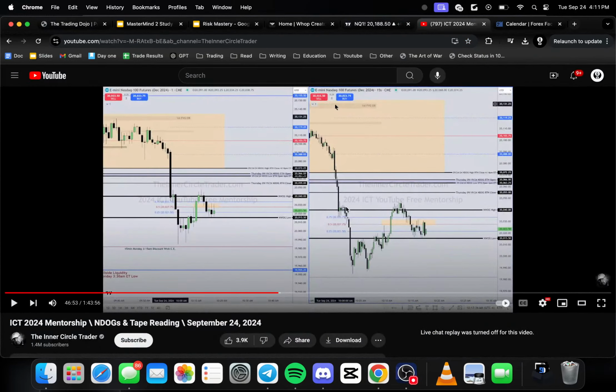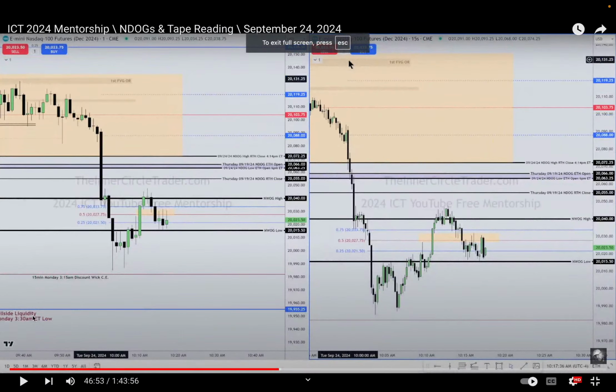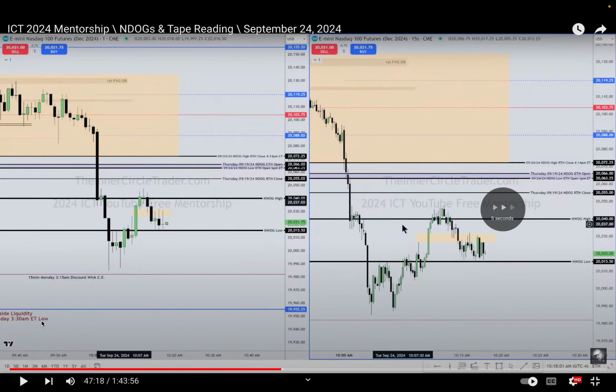Let's see. Monday. Okay, he hasn't marked that out as well. Monday, 3:30 a.m. low. Electronic trading hours low. So he wasn't surprised either. Once it closed below, that doesn't mean that his bullish fair value gap was disrespected. That just means that its target wasn't yet hit.